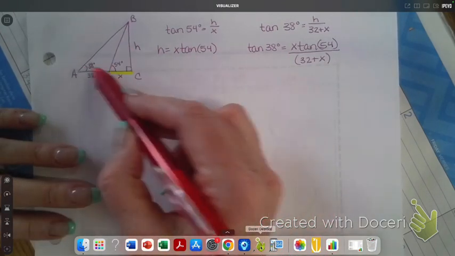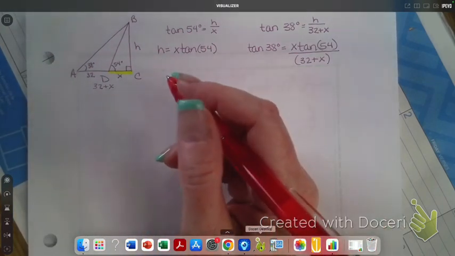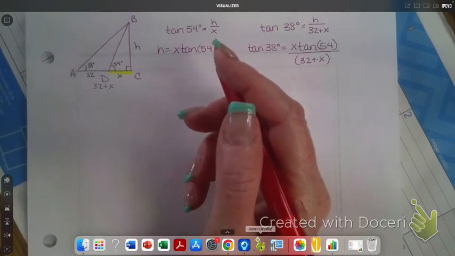Oh, except we could find angles if I had 2 of them, right? But you can't use Pythagorean theorem on it. You can't use sine, cosine, tangent. They're not right triangles, okay?